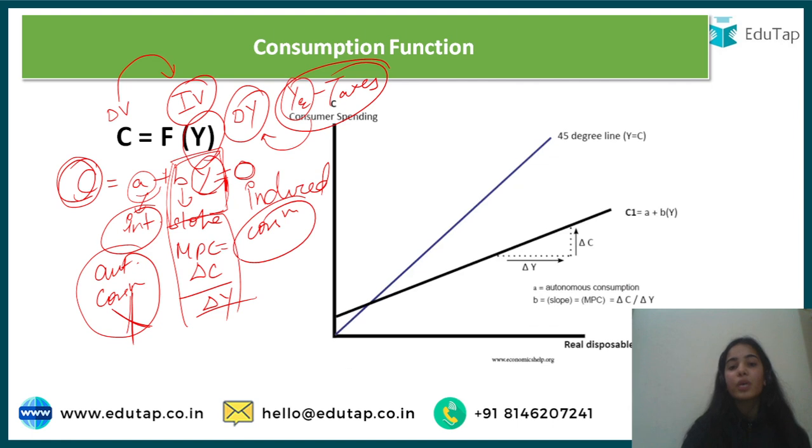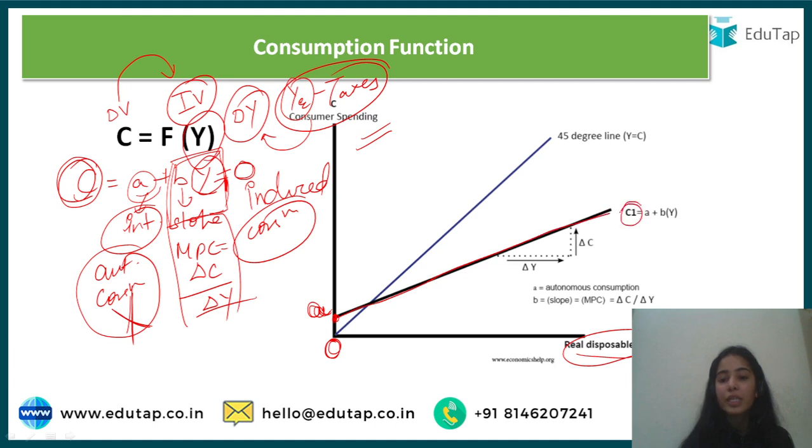This you can better understand with this diagram, that consumer spending is on the y-axis and the real disposable income is on the x-axis. If your income is zero, still you are consuming something for your survival, and that is the autonomous consumption. This is the curve, the consumption curve. Here you can see the autonomous consumption is there, then your income is there. If your income is changing, then your consumption is also changing.